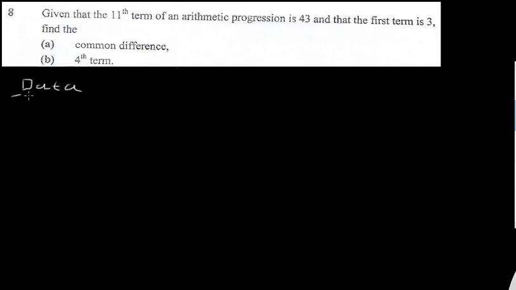We have been given the 11th term. So 11th term. So we'll say T11. 11th term is equal to 43, right? And the first term, so T1, is equal to 3, right? So how do we find the common difference?